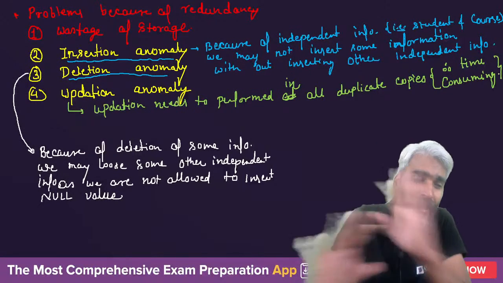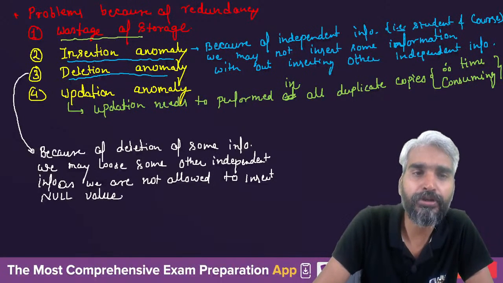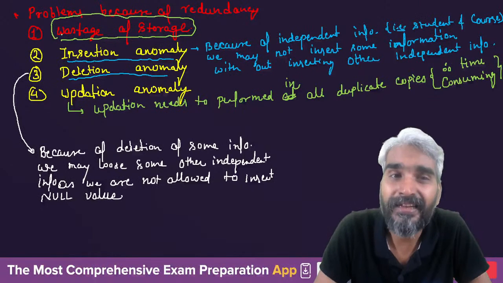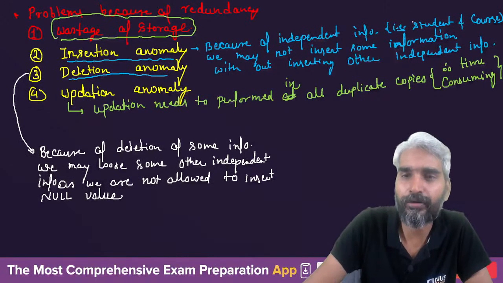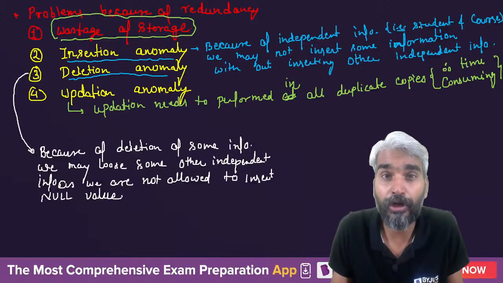Okay, we may live our life with the wastage of storage because this is not that big a problem. But we cannot make the database inconsistent. If you are trying to insert something and you are not allowed to do it, then the database is inconsistent because all the information is not available in the database.